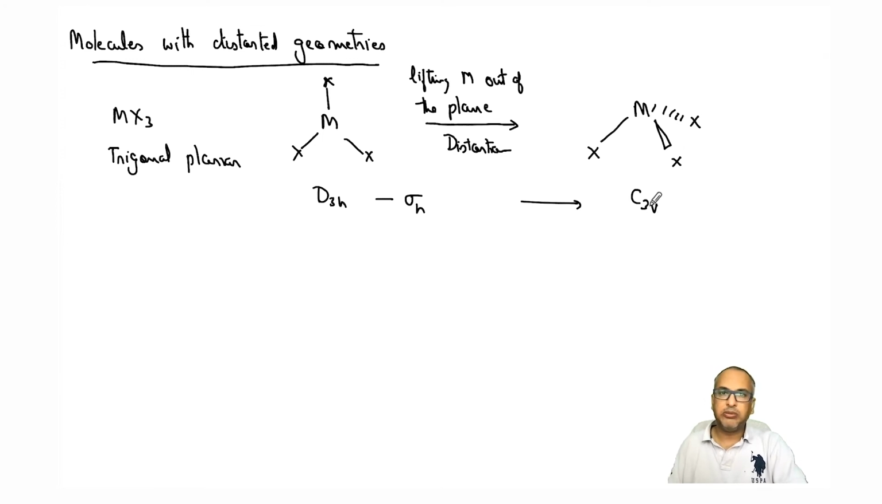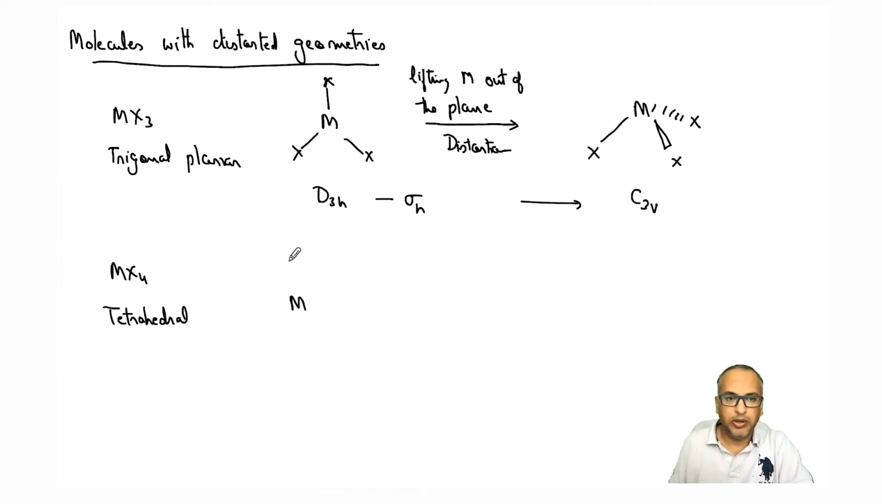So let us do similar kinds of distortions in different molecules and see. So let's say you now have MX4, which is originally tetrahedral. You know how to draw a tetrahedral molecule. So you have X, X, X, right? And this is a Td point group, tetrahedral.